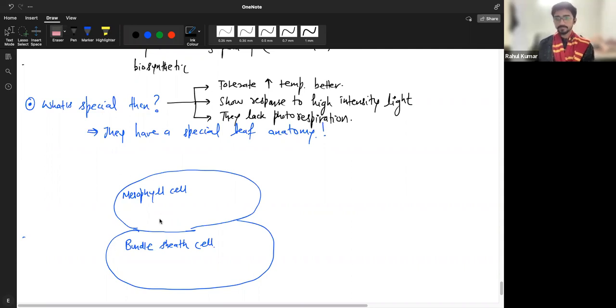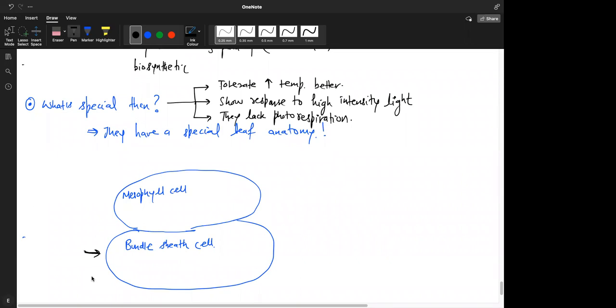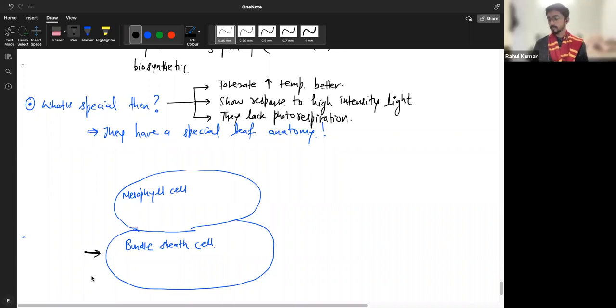These bundle sheath cells, this one, which I'm talking about here, form many layers around the vascular bundles. What are vascular bundles? Can you tell me, people? Xylem and phloem. Yes, water vascular bundles. Okay. So sheath means covering. So multiple layers of these bundle sheath cells are present around the vascular bundle. Okay.